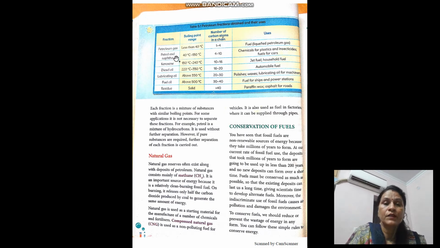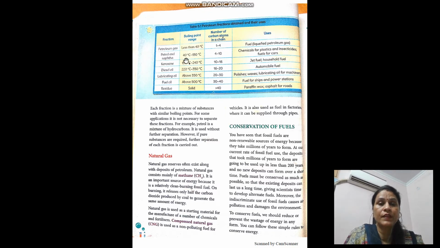Here different fractions are shown, that is petroleum gas, petrol and naphtha, kerosene, diesel oil, lubricating oil, fuel oil, and the residue, and the boiling point of each is given. And here the number of carbon atoms in each. So if the carbon content is less, that means it's a good fuel, and in the residue the carbon content is more. So accordingly it is used.